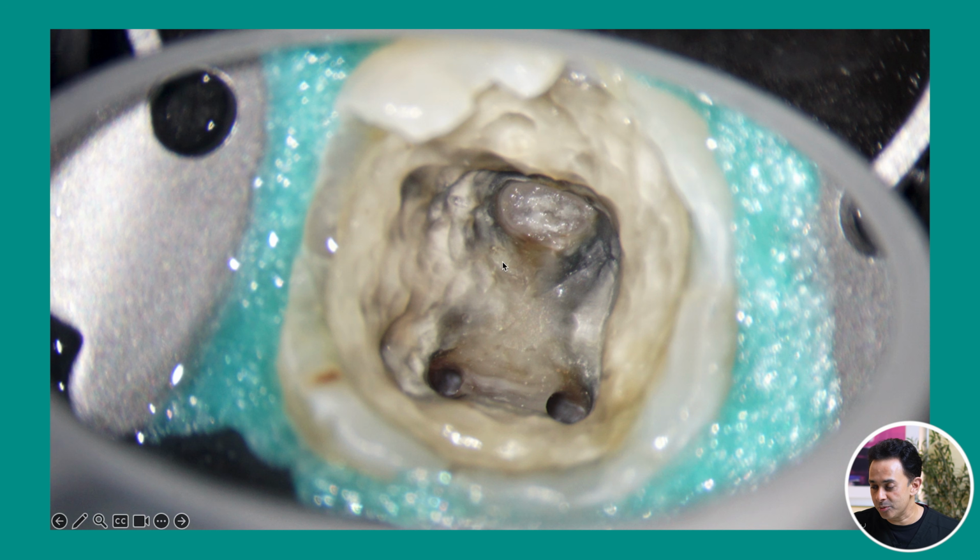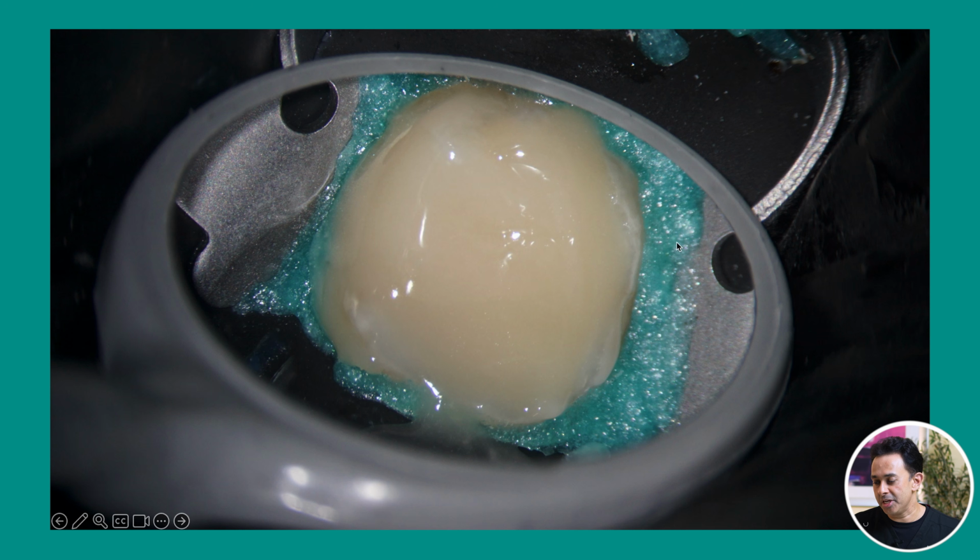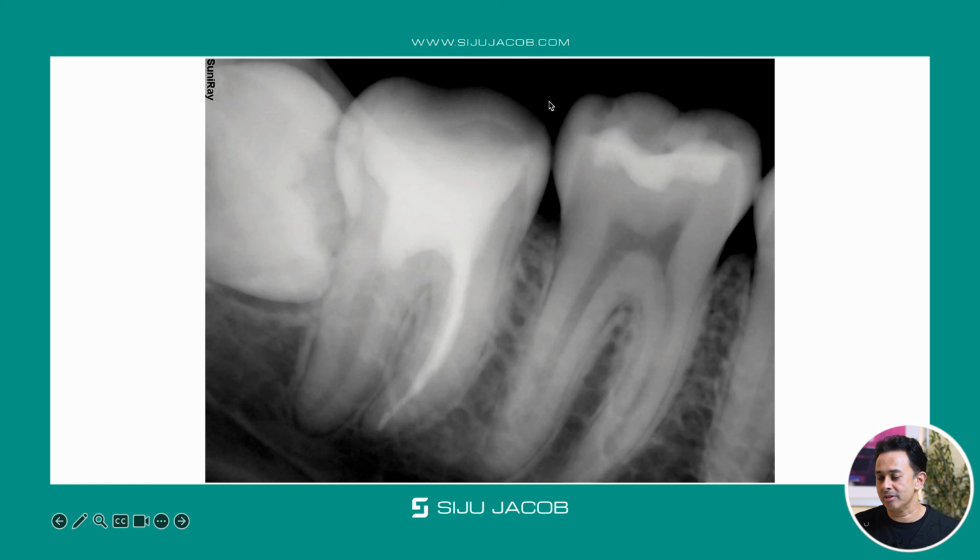So what we did in this case was we left the distal canal as it is because it's a proper uniform barrier formed there, and we cleaned out the mesial canals and obturated the mesial canals. The distals were left as it is, and then we built up this whole portion with composite resin, and then we asked the patient to wait for some more time and then decide what to do in terms of maybe a cuspal coverage or an onlay or something like that.